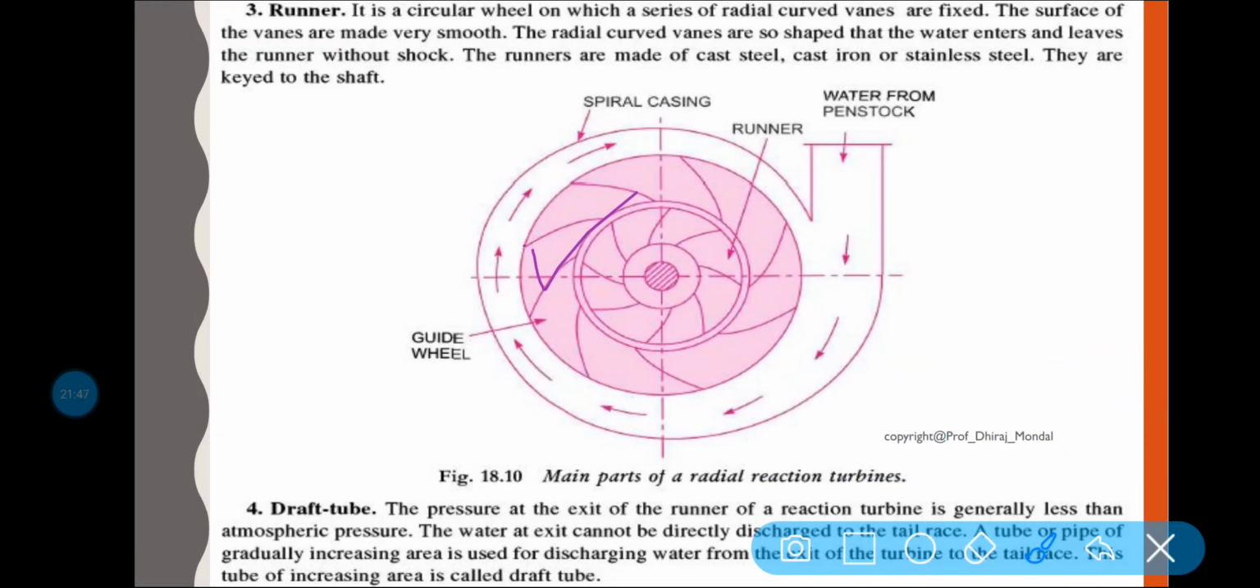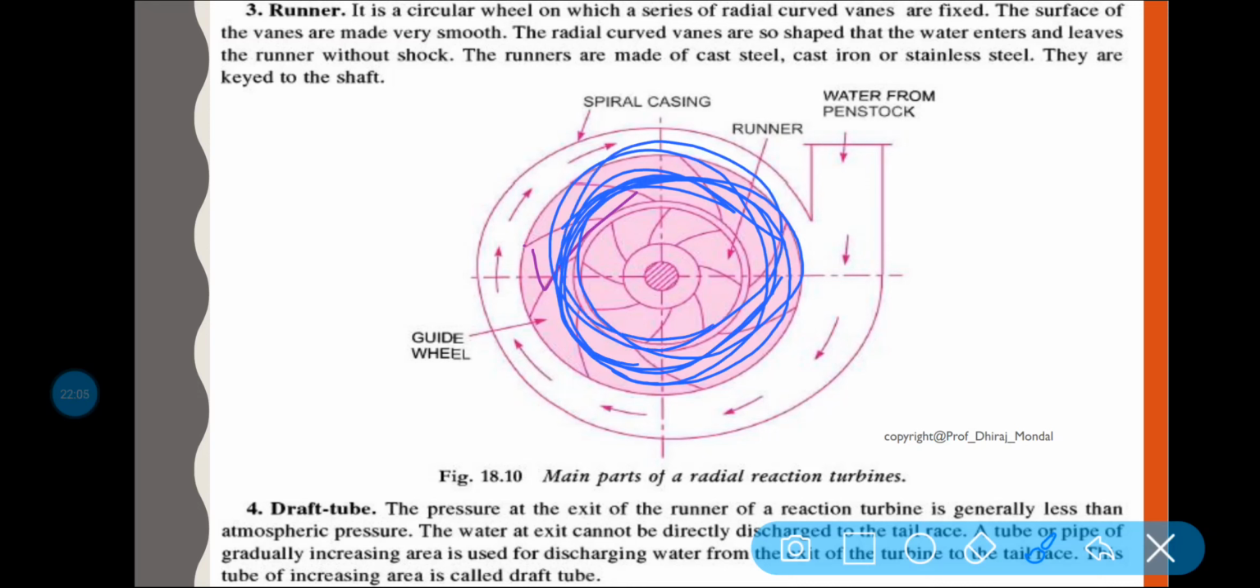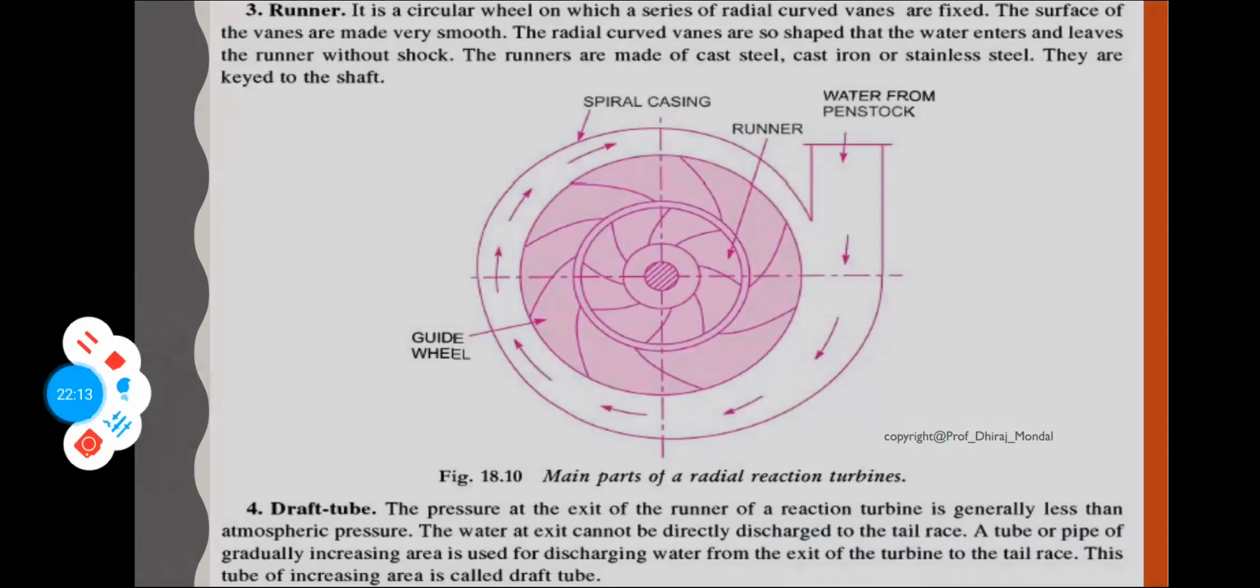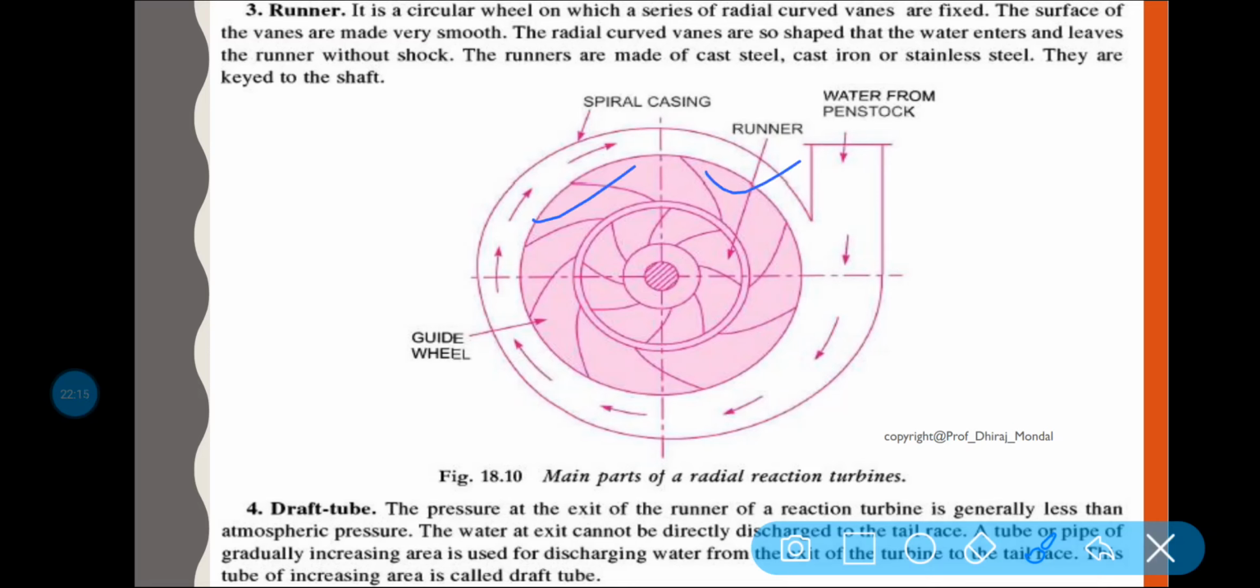Very important, the function of the guide mechanism is that it consists of a stationary circular wheel all around the runner of the turbine. The stationary guide vanes are fixed on the guide mechanism. So it is not a moving part. It is a fixed part, and it guides the water to enter into the runner.